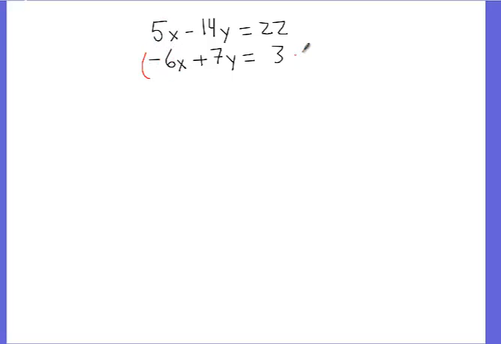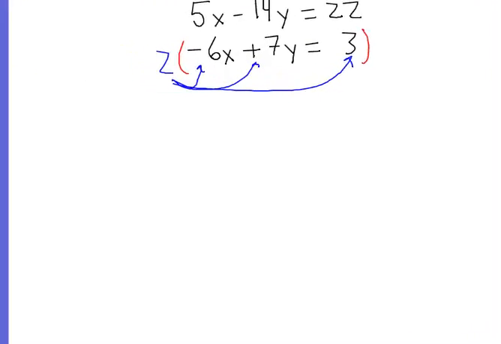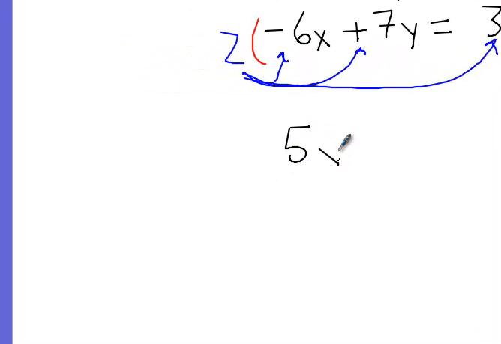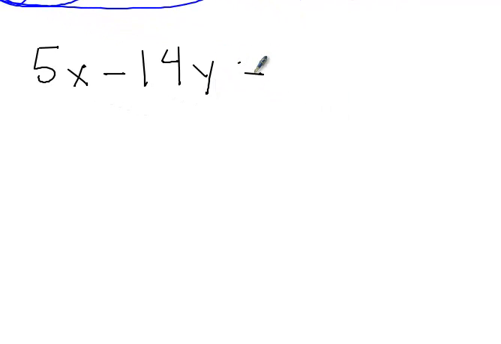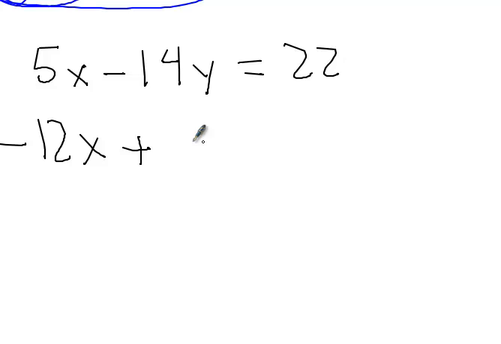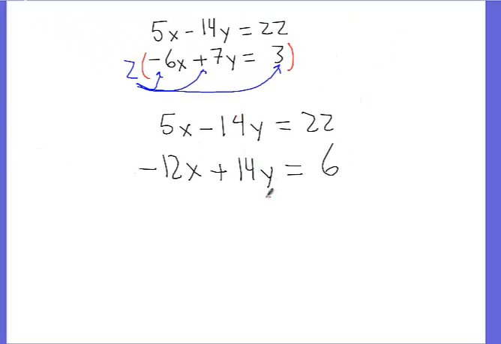Well, what I want to do is multiply this second equation by 2. And the reason is because 2 times 7 gives us 14, the same number we can eliminate. So I'm going to multiply every piece of this equation by 2. All right, I'm going to rewrite the first equation just so it's right above. So we have 5x minus 14y equals 22. Then when I distributed the 2, I got negative 12x plus 14y equals 6. All right. So now we have negative 14y and a positive 14y.